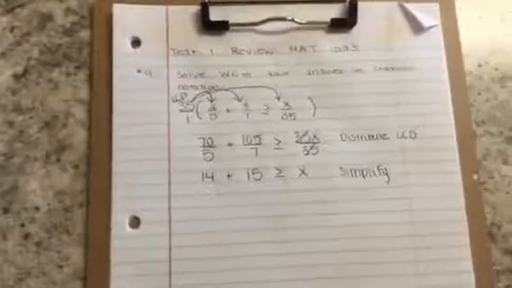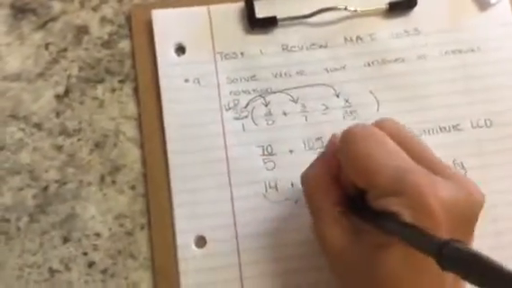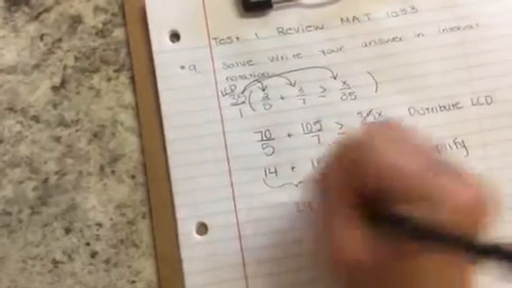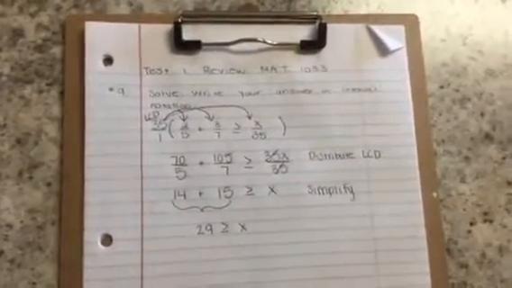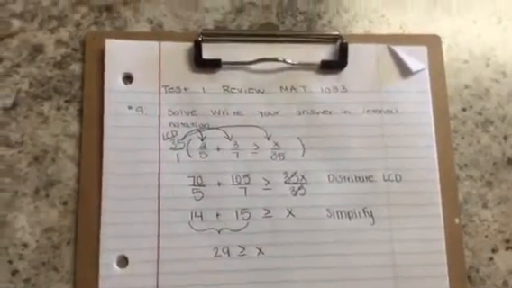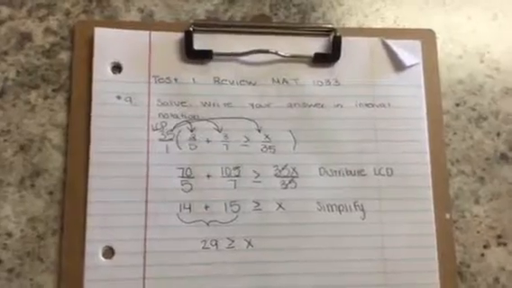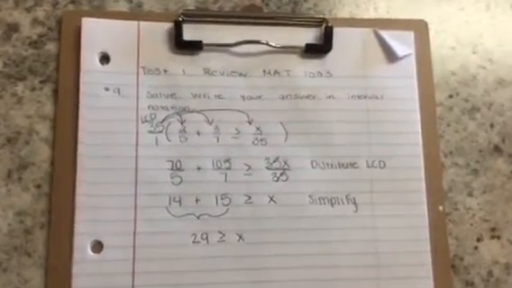All right, so I can now combine like terms. I have 14 plus 15, so that'll give me 29 is greater than or equal to x. So I solved my inequality. I got x by itself. So now I can start writing my answer in interval notation.